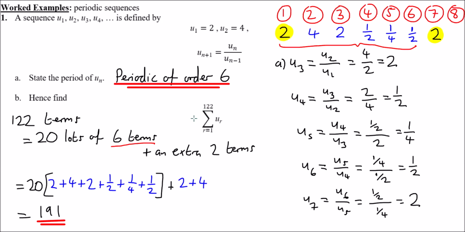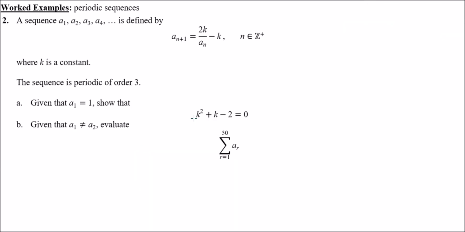Final worked example now. Another sequence defined in this way next. K is a constant. We're told it's periodic of order 3. We're told that A1 is 1. We need to show that this relation holds true: K squared plus K minus 2 is 0. So let's try from the top. Let's try working out part A.